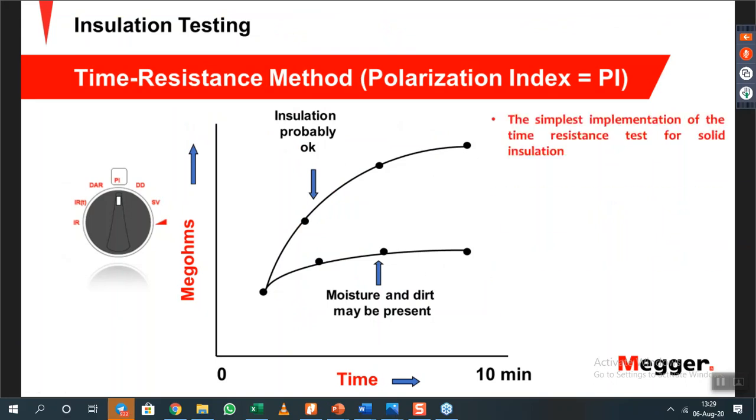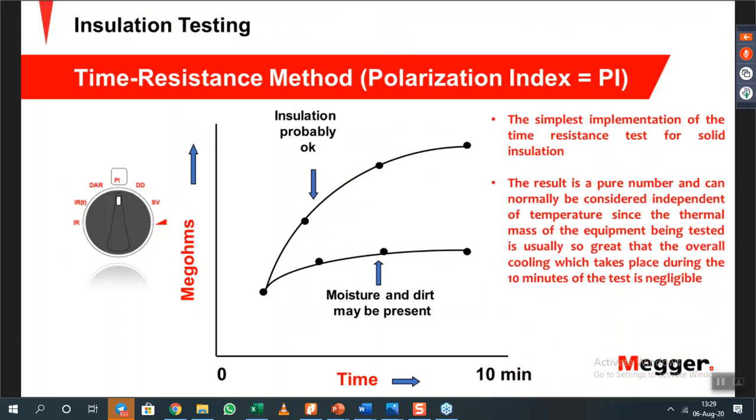So it is the simplest implementation of the time resistance test for solid insulation, and the result is a pure number and can normally be considered independent of temperature, since the thermal mass of the equipment being tested is usually so great that the overall cooling that will take place during the 10 minutes of the test is negligible. So that means even if you injected voltage for 10 minutes, the temperature is not changing or is negligible. That temperature change is negligible.